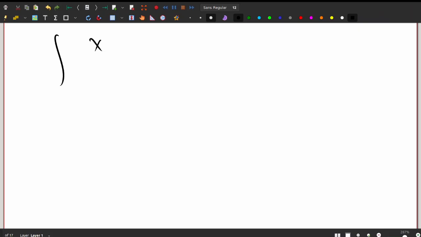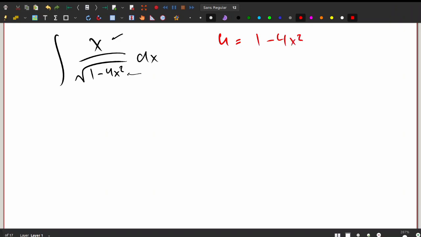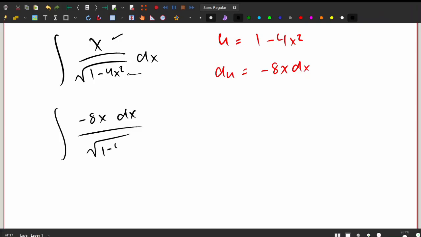Let's suppose my problem is x over square root of 1 minus 4x squared dx. Now, this already looks like a problem that you could use a u sub for, because we have x to the 1 power here and x to the 2 power inside some more complicated function that we cannot immediately integrate. Let's say u is equal to 1 minus 4x squared. Therefore, du is equal to, 1 goes away, minus 8x dx.